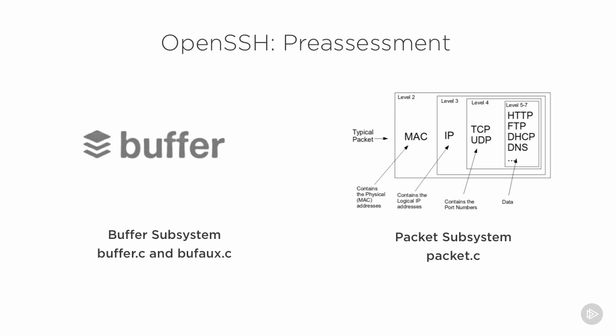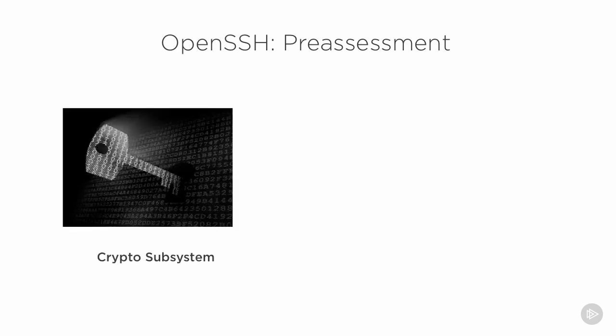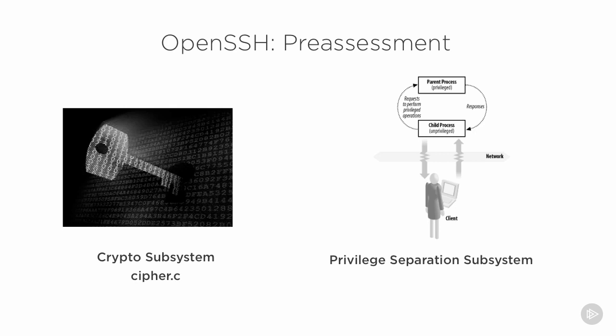And so we haven't drilled in yet from a low level, but we're just getting a sense of how the code base is laid out and organized from a high level. And you would do this for all the major components. Like next we would find the crypto subsystem, which is used to provide the encryption in cipher.c. And then, of course, there's this privilege separation subsystem, which would be in the monitor.c, monitor.wrap.c.